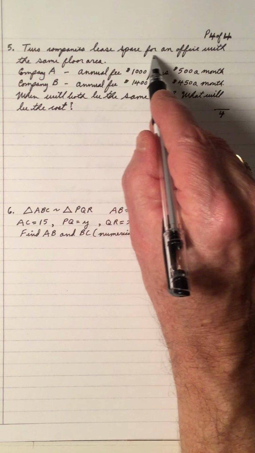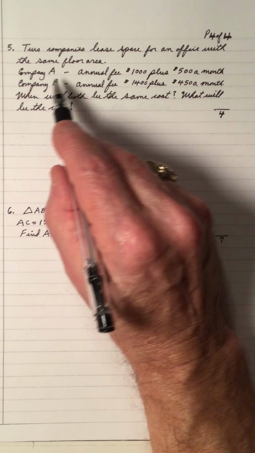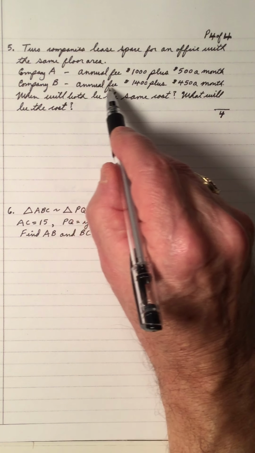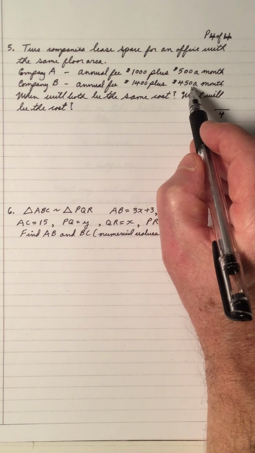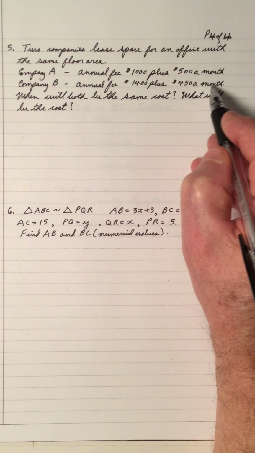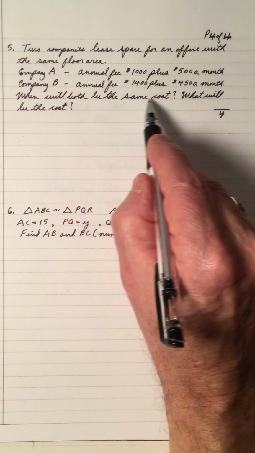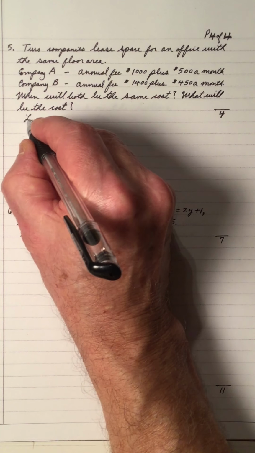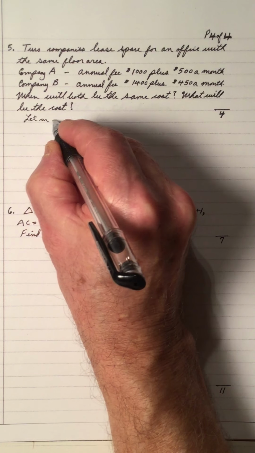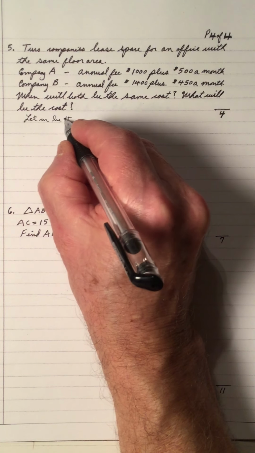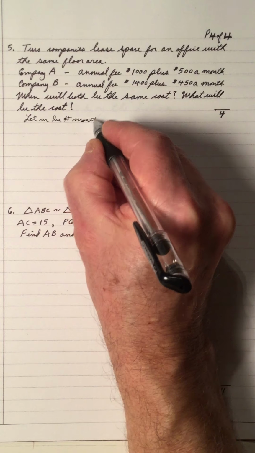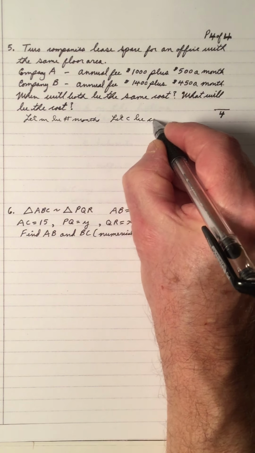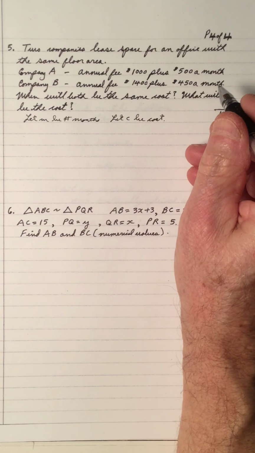2 companies lease space for an office with the same floor area. Company A, annual fee of $1,000 plus $500 a month. Company B is annual fee of $1,400 plus $450 a month. When will both be the same cost, and what will be the cost? So we always start off, let M be the number of months, and we're going to let C be the cost that they're going to pay.